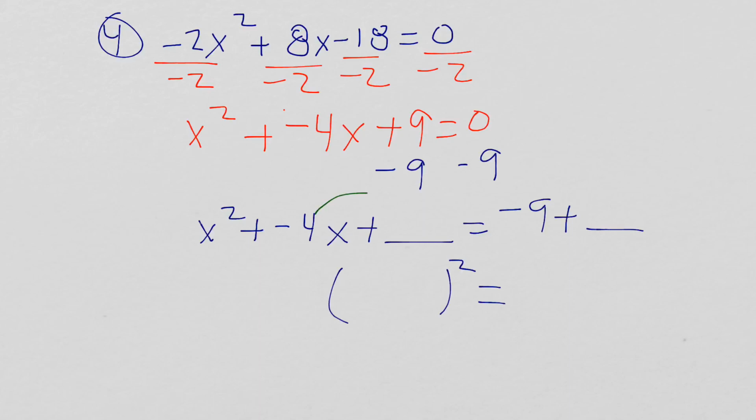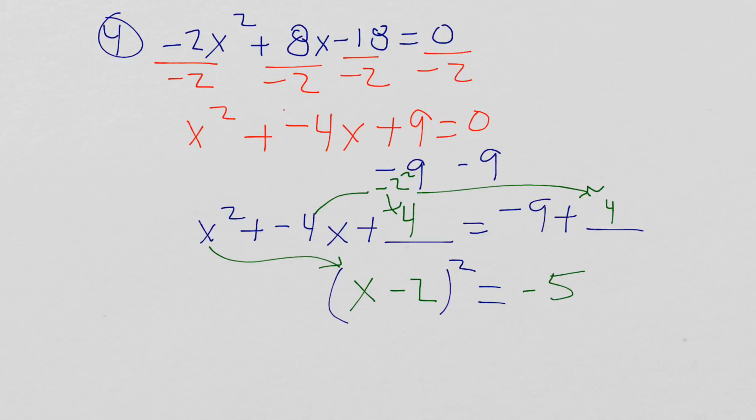We're going to take half of negative 4, which is going to be negative 2. I'm going to put my negative 2 in here, put my x in there, because remember that the x squared comes from the x being squared by the 2 outside the parentheses. Now I'm going to take negative 2 and square it, so I'm going to add 4 here, and I'm going to add 4 over here. So now I'm going to have negative 5.